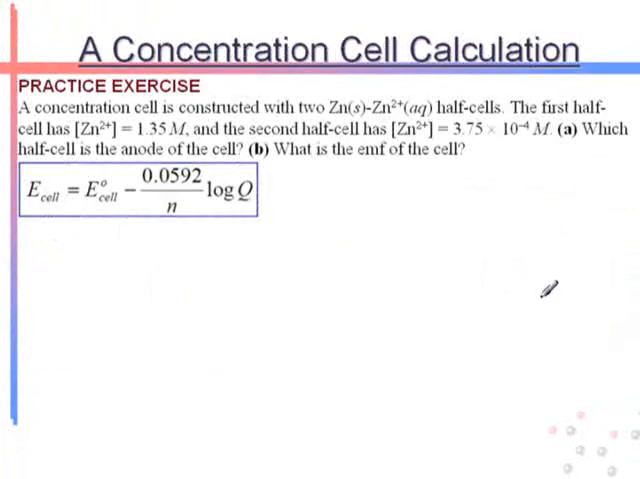Well, in a real problem, like the next one we're going to see, we have the same cation in each half cell, but at two different concentrations. This one's much more concentrated than the second one. And notice the first question is actually asking you, what is the anode of the cell?